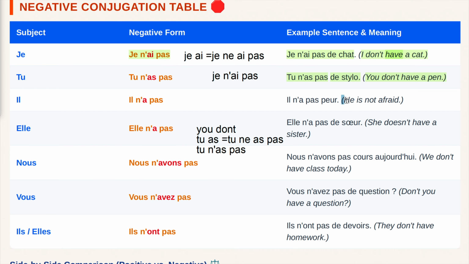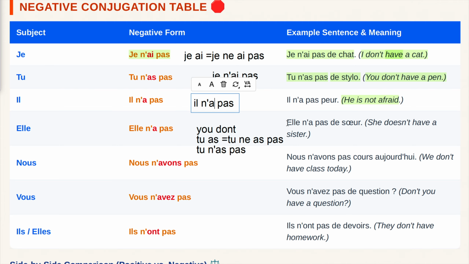Next is he is not afraid. First of all, afraid is nothing but a sense of feeling, so you must be using avoir here. And this is he, which means you have to use he has. So he has is nothing but il a. But for the negative, you have to use ne and pas. Here we will do the elision. So it becomes il n'a pas. Afraid is nothing but peur. So it becomes il n'a pas peur. Il n'a pas peur means he is not afraid.